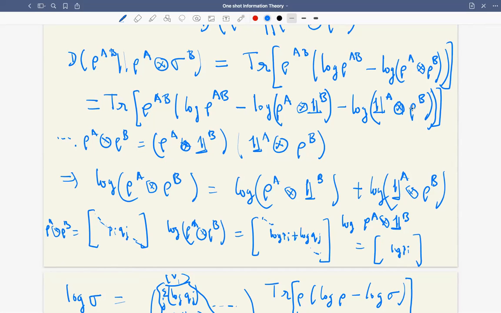Now you can see the same entry for log of identity A tensor rho B gives log of q_j at the same position. So when I add these two up, I get this. Is that clear? Yes. This is one of the quickest ways to see it in terms of the eigenbasis.